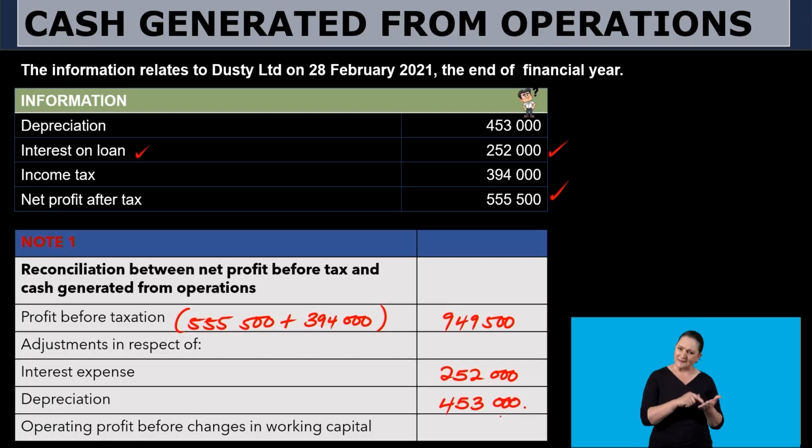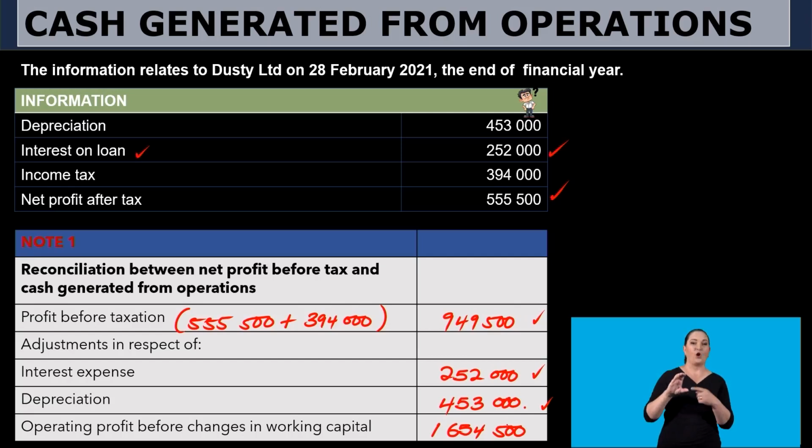Please have your calculators close because I want us to add these three figures now. We'll now say 949,500 plus 252,000 plus 453,000. How much do you get on your calculator? 1,654,500. 1,654,500 is what you then have as your operating profit before changes in working capital.